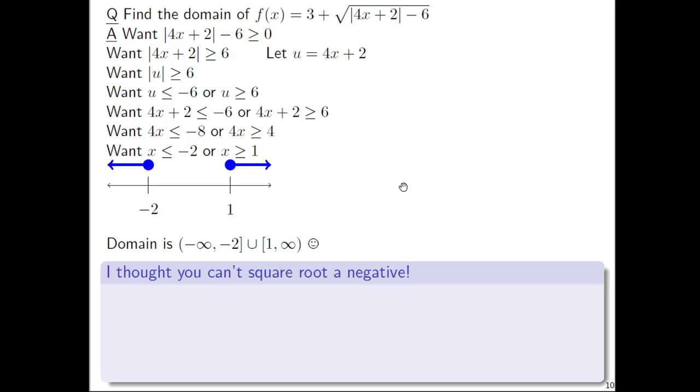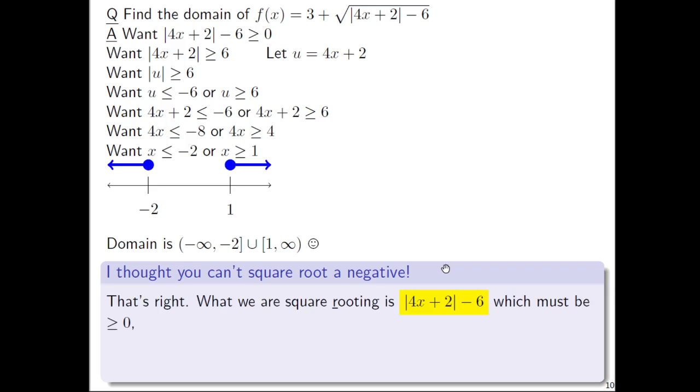Okay, somebody's going to maybe say, wait, something seems concerning. There are these negative numbers like negative 2. I thought you can't square root a negative. Yeah, that's right. We can't square root a negative, and we're not square rooting a negative. What we're square rooting is absolute value of 4x plus 2 minus 6. That's the thing that must be greater than or equal to 0. That's why we said that we want the thing we're rooting, which is absolute value of 4x plus 2, close absolute value, minus 6, to be greater than or equal to 0. We never said that x had to be greater than or equal to 0. It's just what we root has to be greater than or equal to 0.